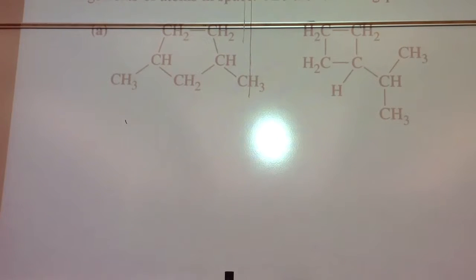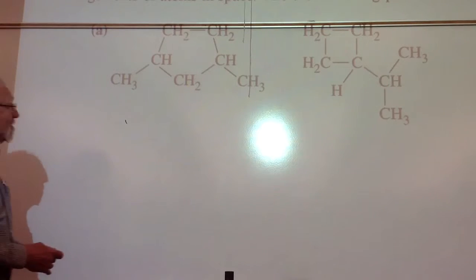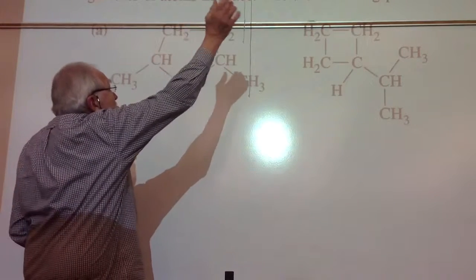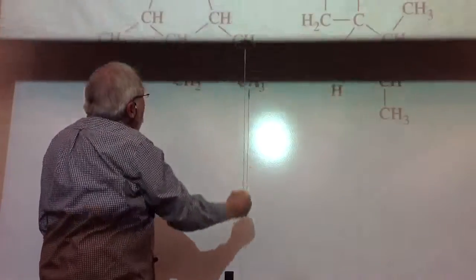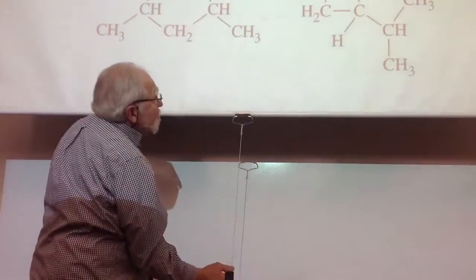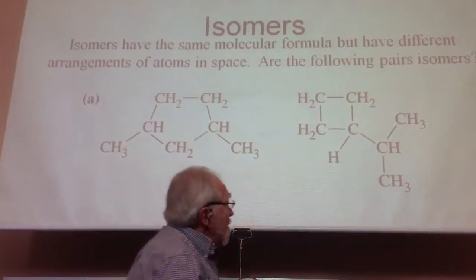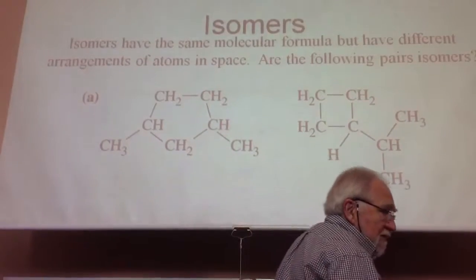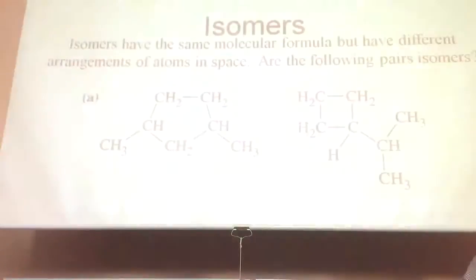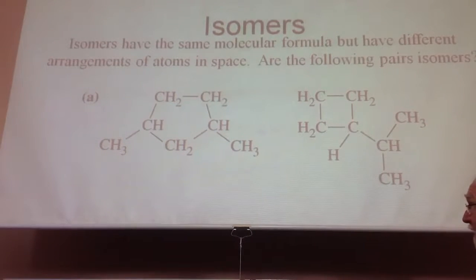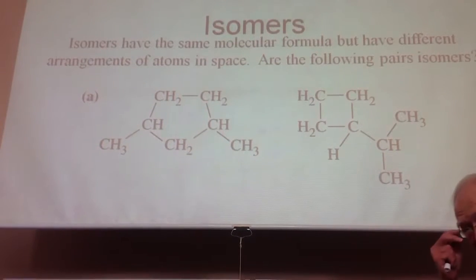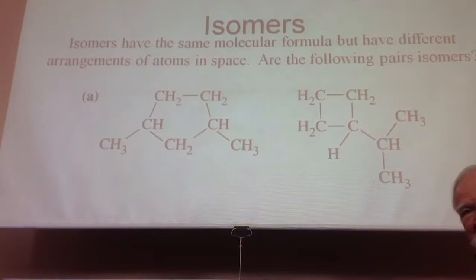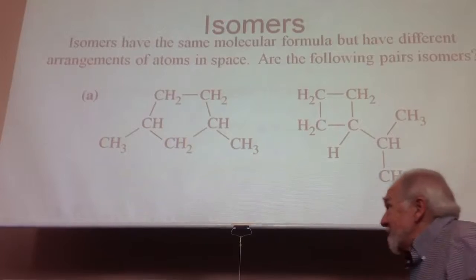There are some different isomers. First of all, are these isomers? These are all saturated. Notice that there's 4 bonds to this carbon, 4 bonds to this, 4 bonds to this. These are all saturated. They're all alkanes. How would you tell if they're the same, if they're isomers? Count the carbons and the hydrogens, right?